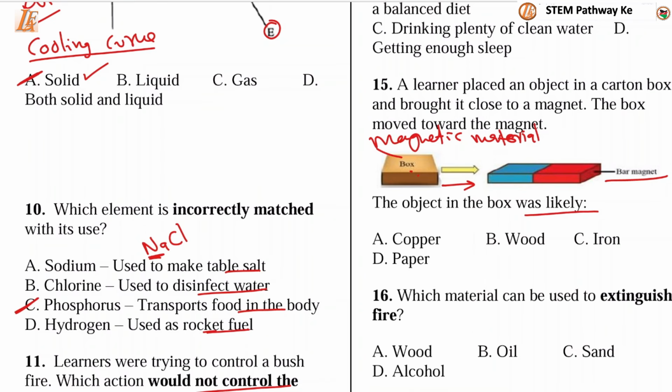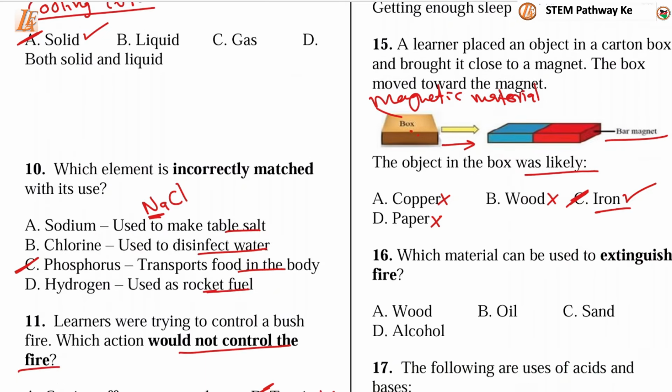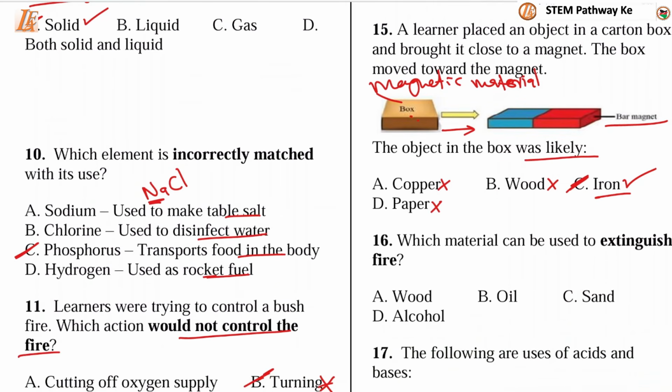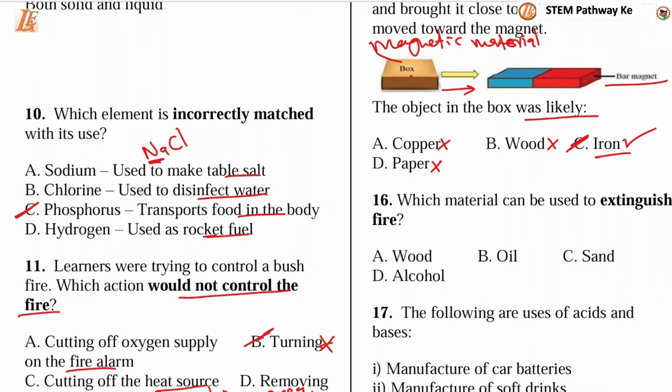Therefore, in this case, we have to look at a substance which is a magnetic material. Copper is not a magnetic material. Wood is not a magnetic material. Paper is not a magnetic material. Iron is a magnetic material. Therefore, the substance in the box is likely to be iron because iron is a magnetic material. And remember, we have said magnetic materials are materials that can be attracted by a magnet.